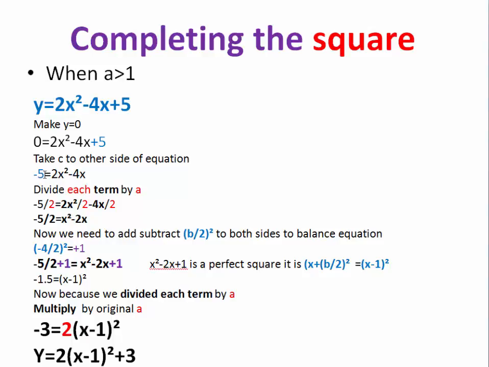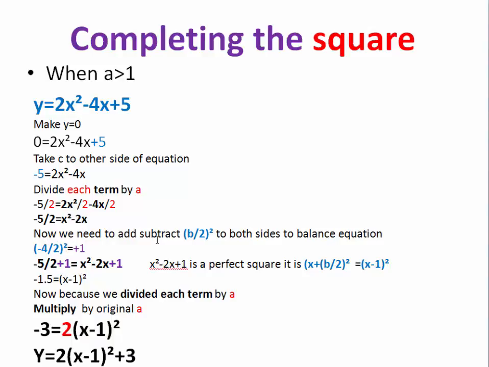Now we divide each term by a to get rid of this 2, which is a. To get rid of the a, we divide by a. So minus 5 divided by 2, and each term has to be divided by a: 2x squared divided by 2, minus 4x divided by 2. So we get minus 5 over 2 equals x squared minus 2x.